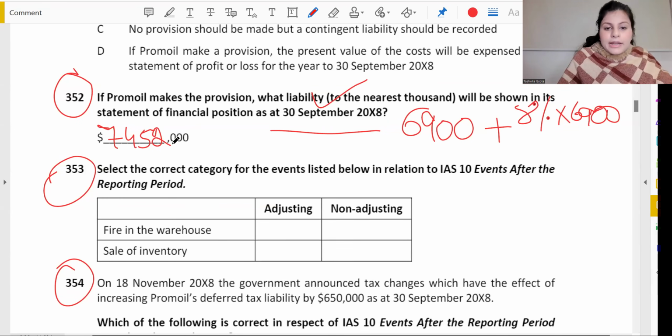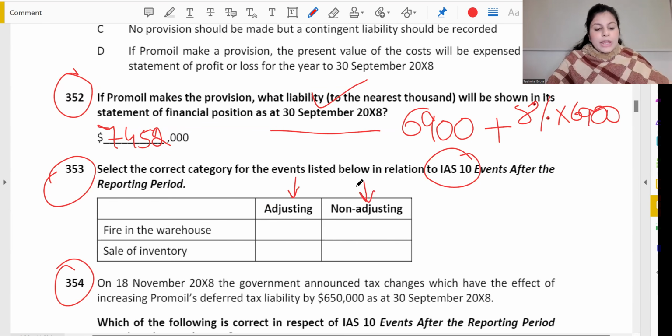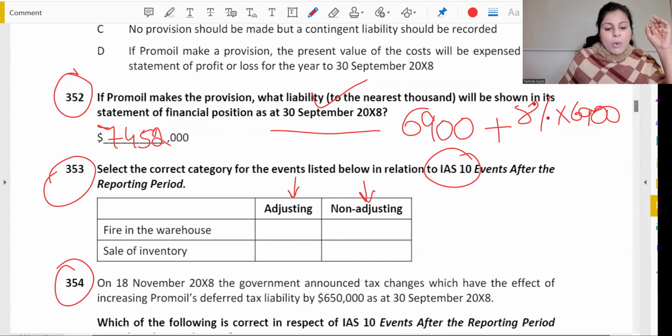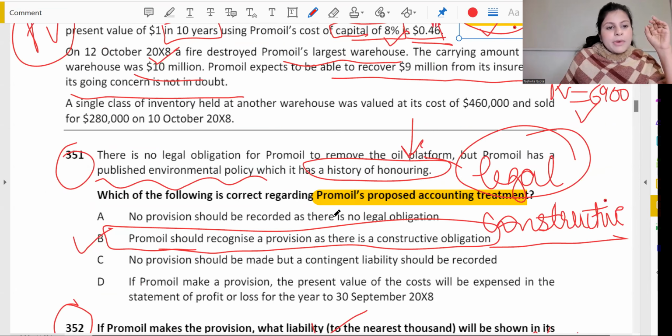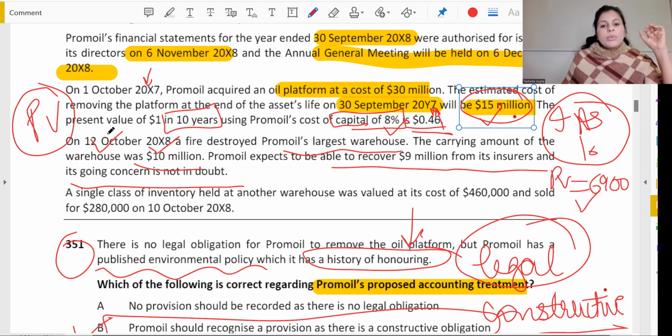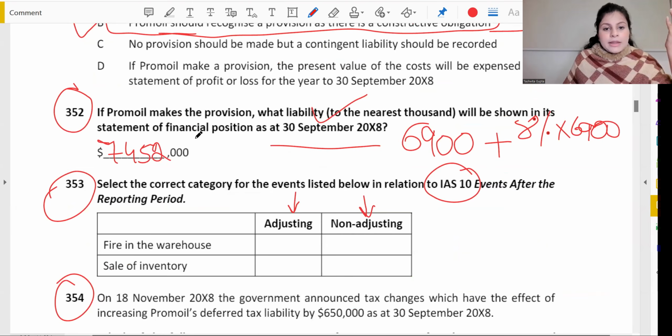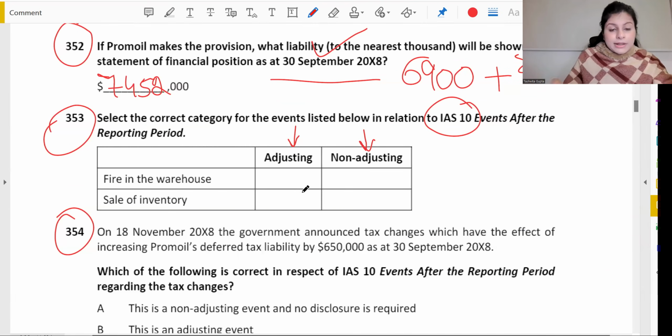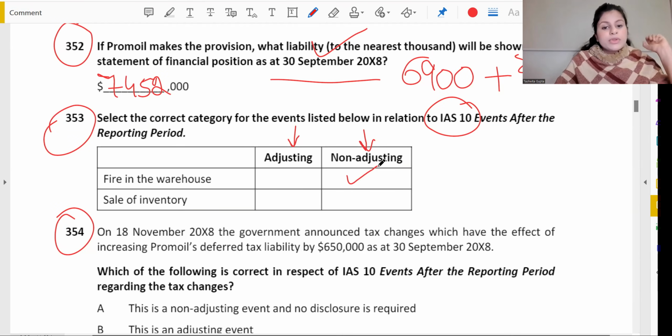Next. Select the correct category for the events listed below as per IAS 10, whether it's an adjusting event or a non-adjusting event. So if there would be a fire after the reporting date, what's the reporting date? 30 September, and they're saying there might be a fire on 12th of October. Is it adjusting? Are you that Baba who knows everything, that there is going to be a fire? So you never knew this, right? So this is non-adjusting. There was no such condition which existed at the reporting date that there might be a fire. So non-adjusting event.